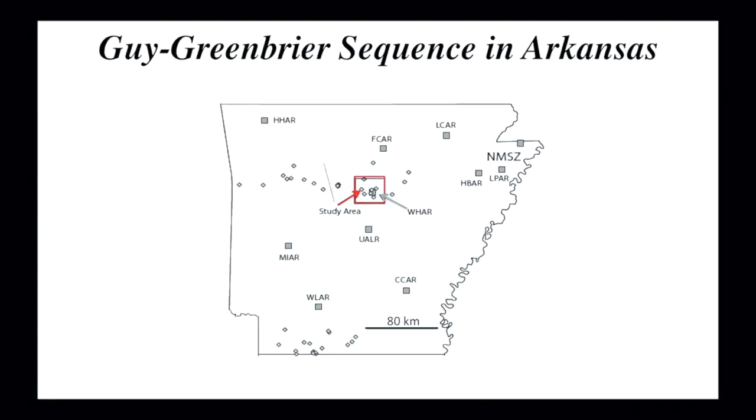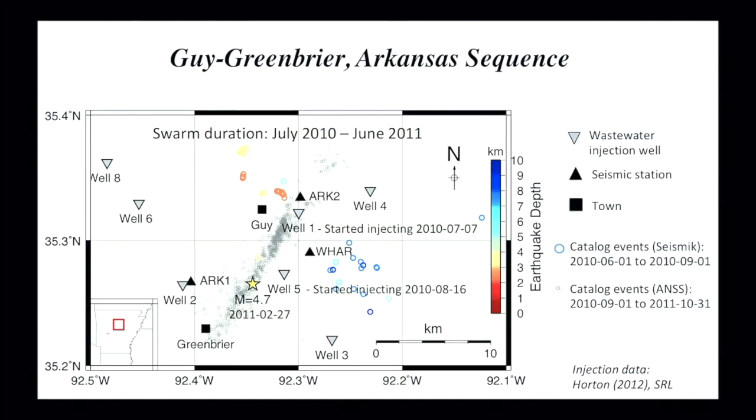So I'm going to show an application of this, the Guy-Greenbrier earthquake sequence in Arkansas. This is a suspected induced earthquake sequence that happened in 2010, 2011. It culminated with a magnitude 4.7 earthquake that caused the shutdown of deep disposal wells. This is a zoom in on that area.